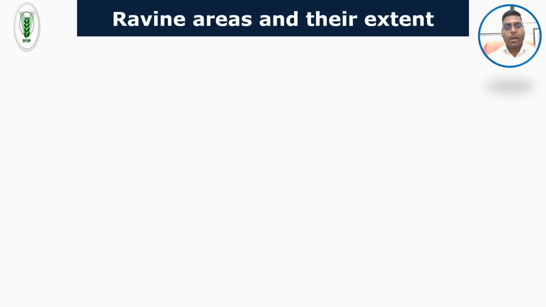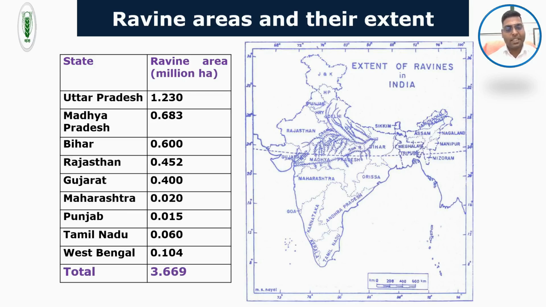So, ravines occupy approximately 3.67 million hectares in India. The largest areas are found in Uttar Pradesh, Madhya Pradesh, Bihar, Rajasthan, and Gujarat. These landscapes are concentrated along the major river systems such as Yamuna, Chambal, Mahi, and Tapi basins. The rehabilitation thus has national significance for both land and water resource management.